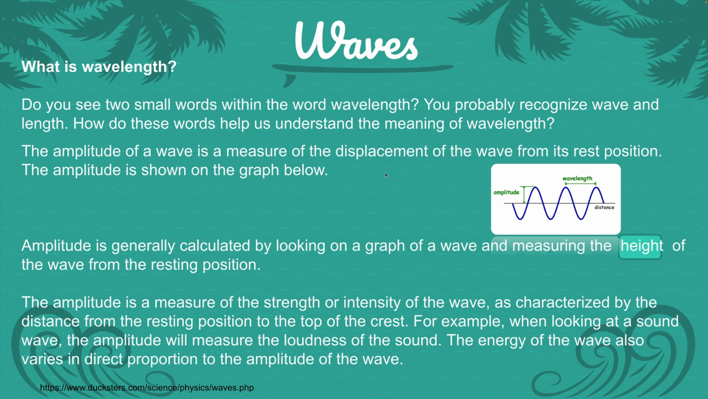Amplitude is generally calculated by looking on a graph of a wave and measuring the height of the wave from the resting position. The amplitude is a measure of the strength or intensity of the wave as characterized by the distance from the resting position to the top of the crest. For example, when looking at a sound wave, the amplitude will measure the loudness of the sound. The energy of the wave also varies in direct proportion to the amplitude of the wave.